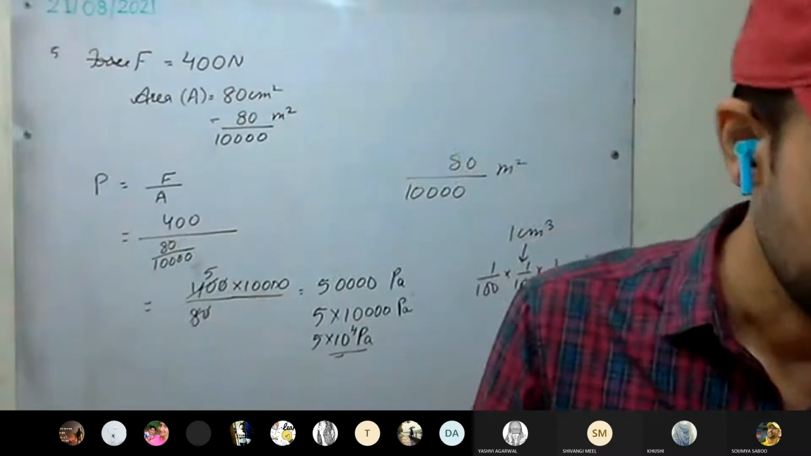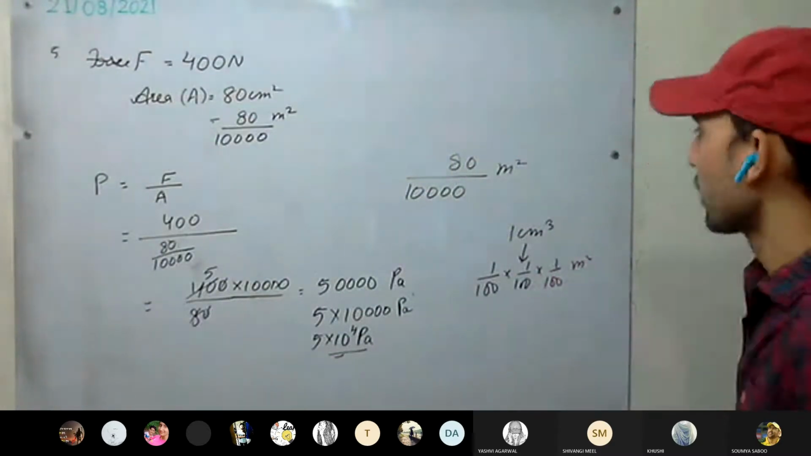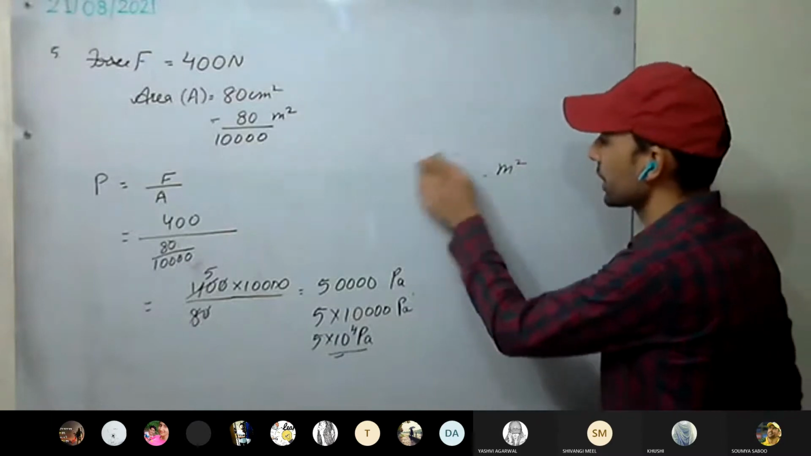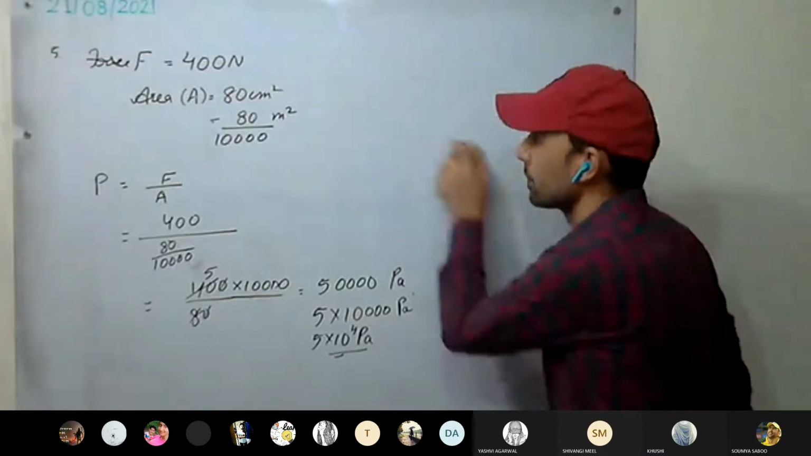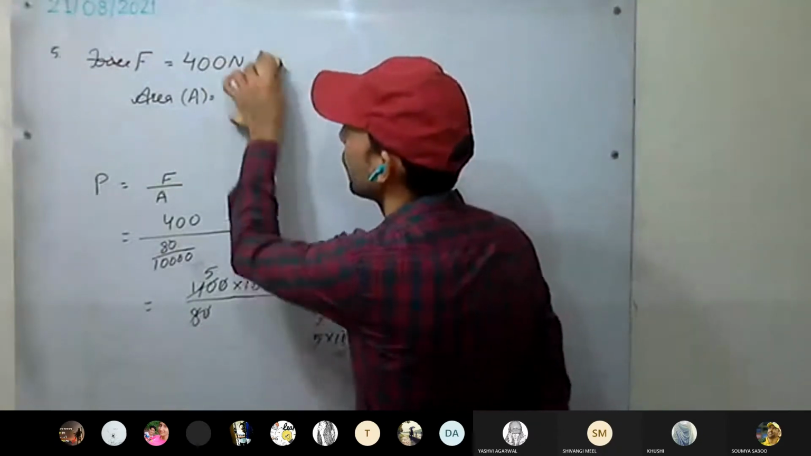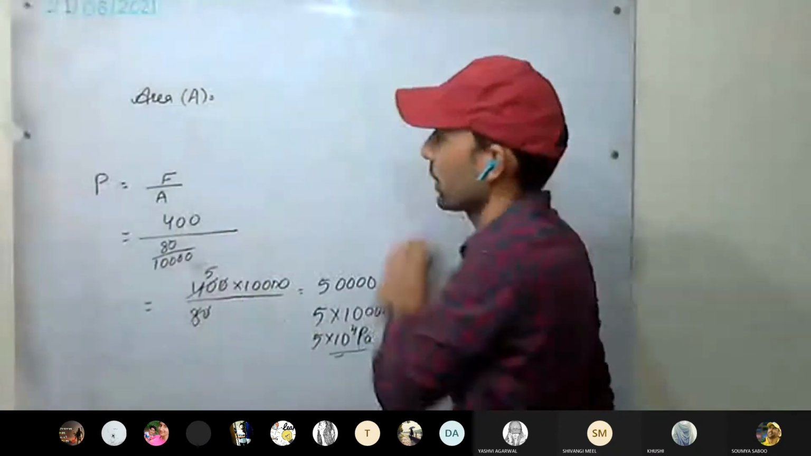Okay, try next one now. Again, force required you have to calculate. Force required, it's the same way only. This time pressure is given. Calculate it, try it. So I'm rubbing this top part. Area is given. Force is not given, but instead of force, pressure is given.